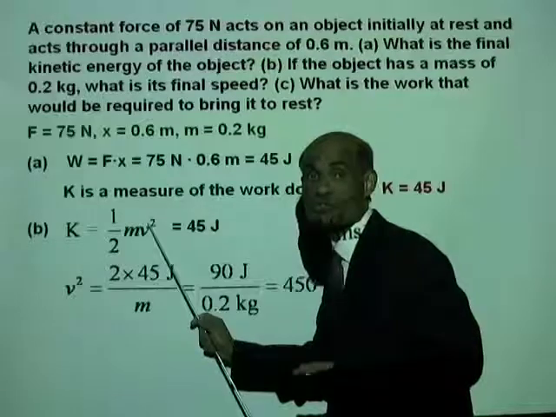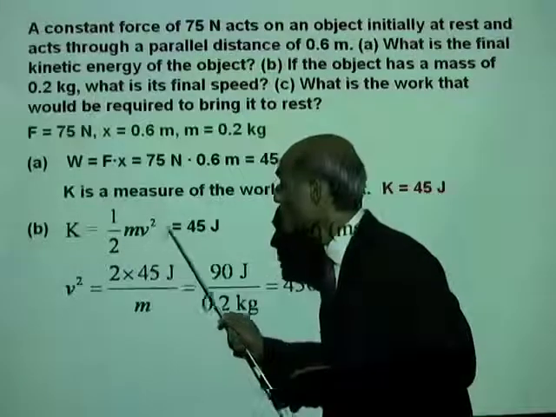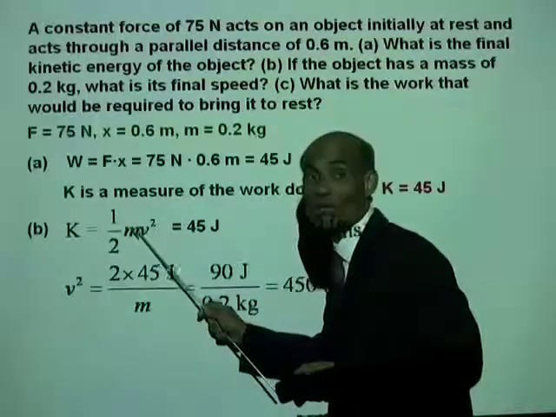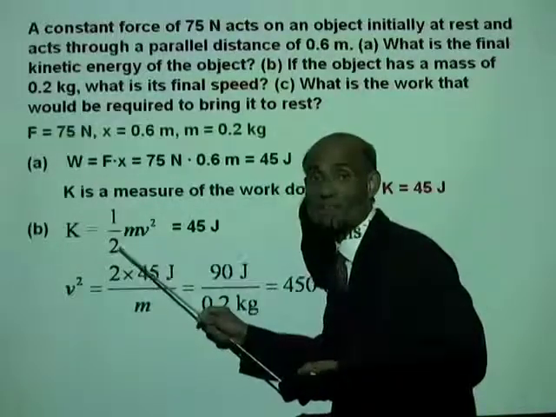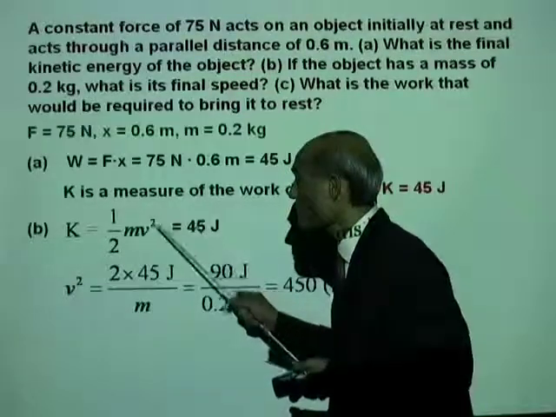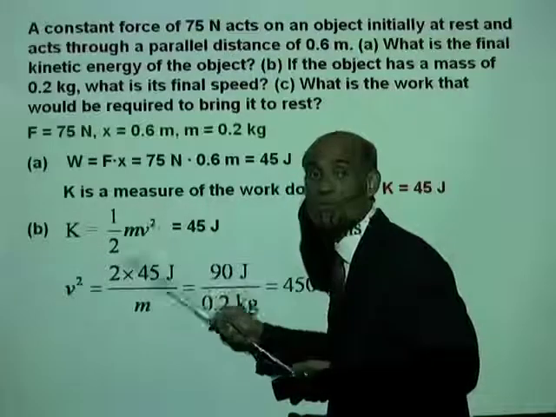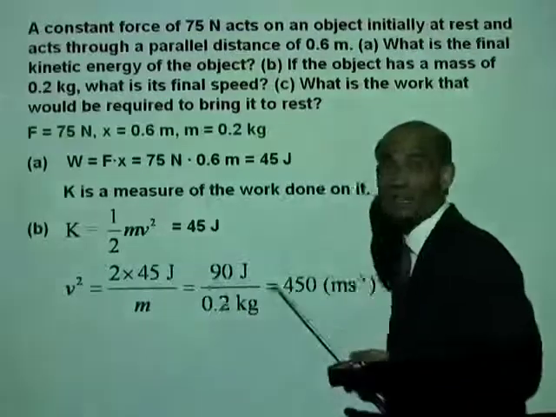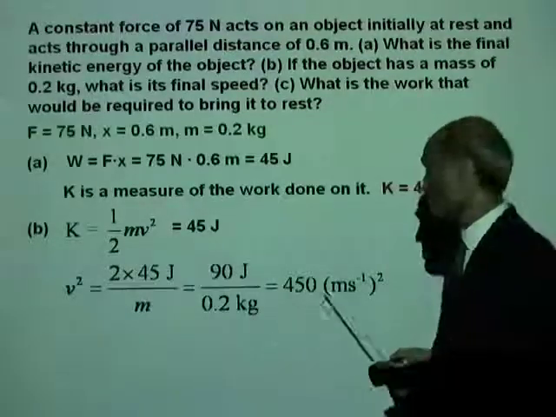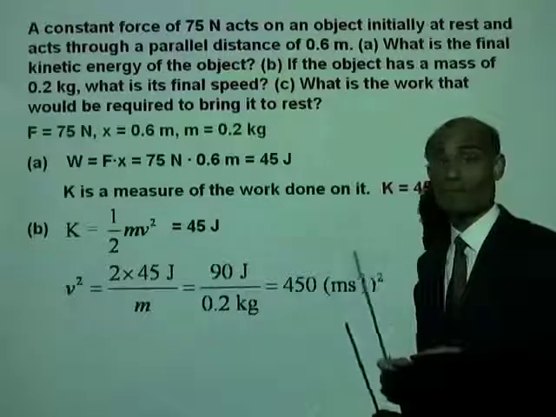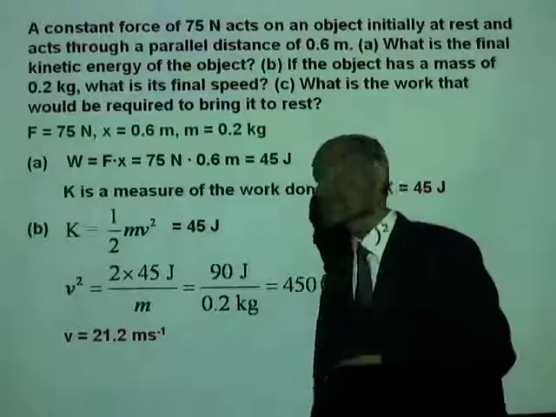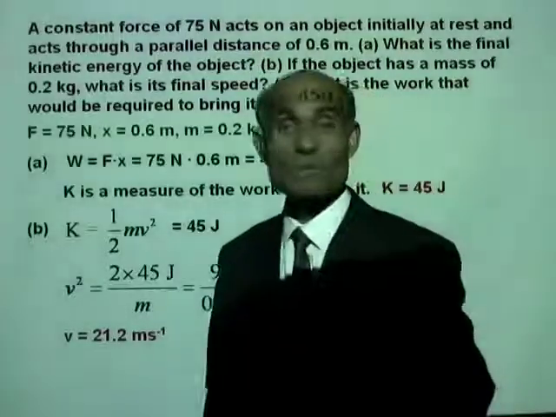Look at the way I'm going to solve for v squared. It will be 2 multiplied by 45 divided by m. I hope you can follow that calculation. 2 multiplied by 45 divided by m will be v squared. And that gives me v squared equal to 450 meter squared per second squared. And so what is v? V is the square root of that, which is 21.2 meter per second.